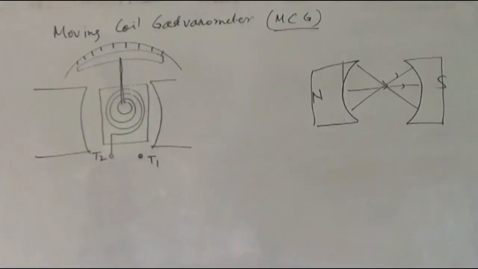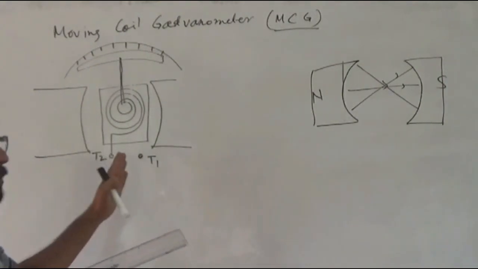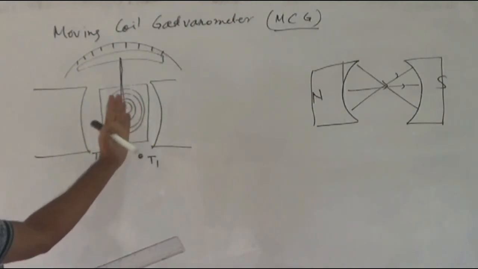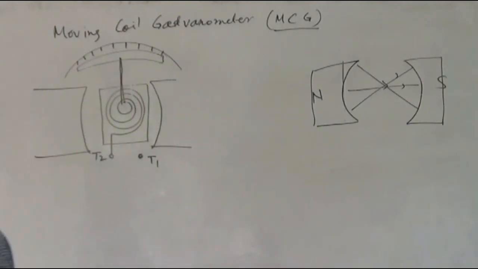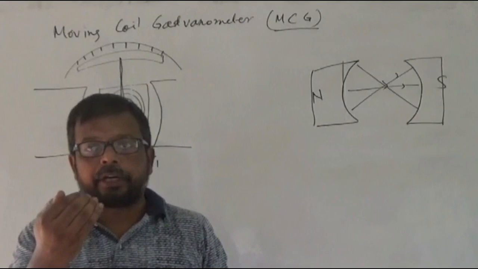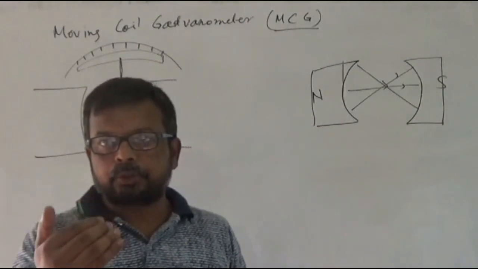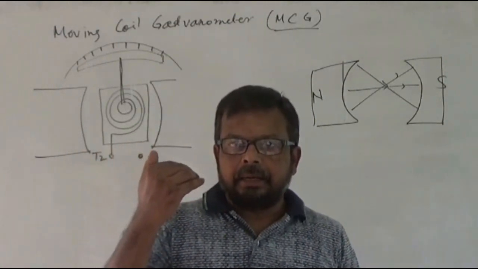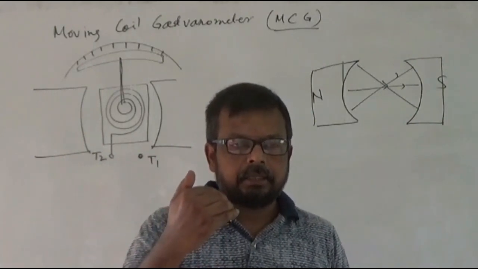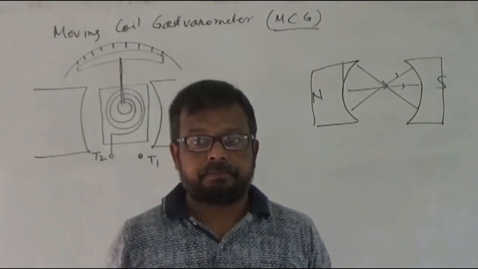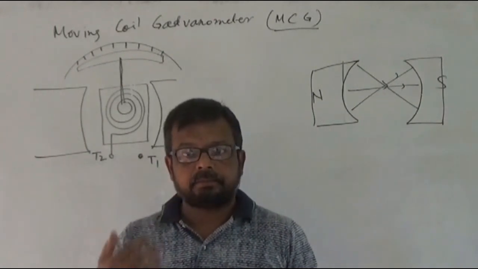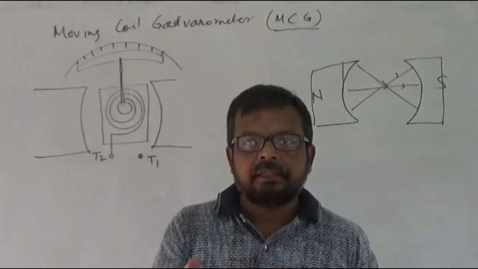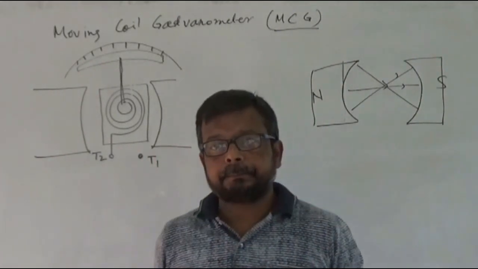Now if there is a current, then this coil tries to rotate. Clear? Tries to rotate, and when the current flows through the coil, it experiences a torque, and by that torque the coil tries to deflect or tries to rotate, and the torque that tries to deflect the coil is called the deflecting torque.